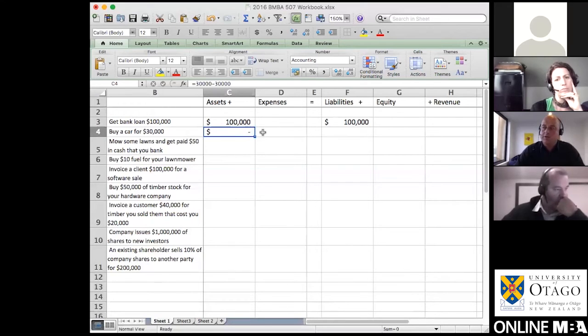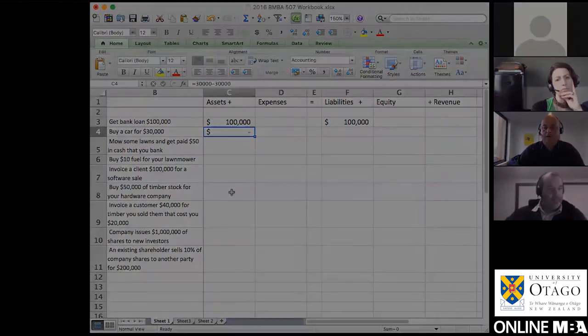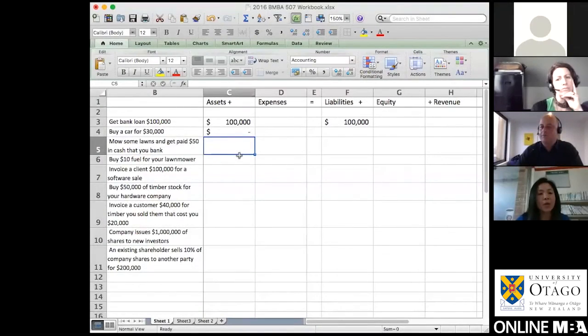We can see that even though it's gone in and out of one type of account, this whole equation still balances. So what happens with this next one? If we mow some lawns and get paid $50 in cash that we put into the bank, Jesse, do you want to have a go at that? Okay, so we mow some lawns and get paid $50 in cash. Yep. So I'll say that we have 50 plus 50 in our revenue.